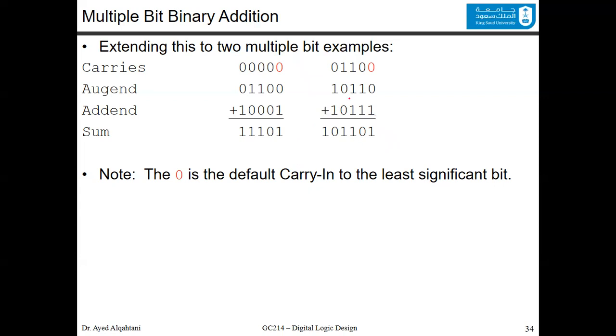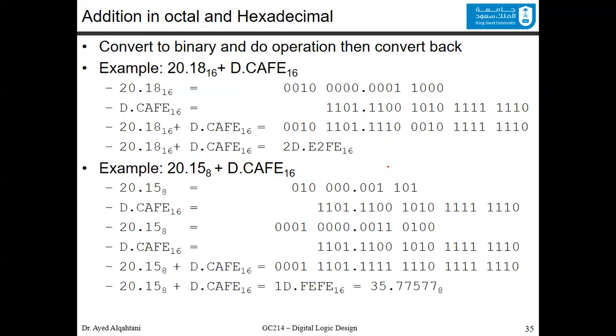You can see that if we have 5 bits added to 5 bits, the result could be 6 bits. It could be 5 bits, as you can see here, but the maximum is 6 bits. So if we have an n-bit augend added to another n-bit addend, the result will be also n bits plus a possible carry out, plus 1. This is the multiple bit binary addition.